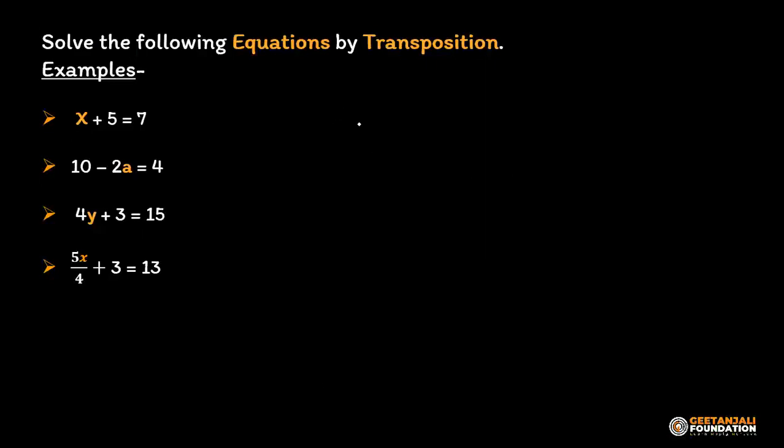Let's take first example. Here we have x plus 5 equals to 7. So what I want is for this x to be all by itself here, and this 5 I need to take to the right side so that this x remains all by itself. So what we can do, we have to take this 5 to this side, so I will write it again. x is equals to 7, and I brought this 5 here.